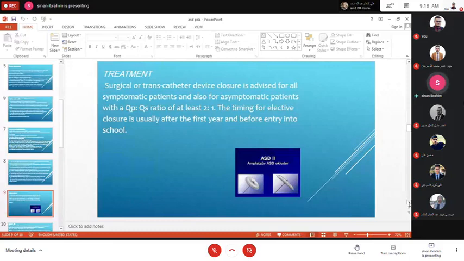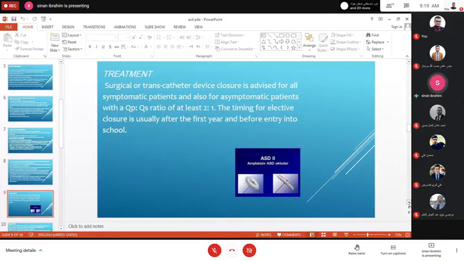The treatment is usually surgical or by catheter. In the previous days, 10 or 20 years ago, all patients with ASD were usually closed by surgery or mid-sternotomy. Nowadays, most ASDs we close in the cath lab by an easy procedure. It can be a day procedure, when the patient is discharged on the second day.